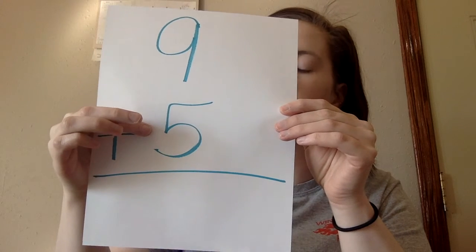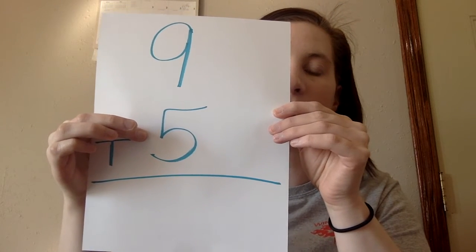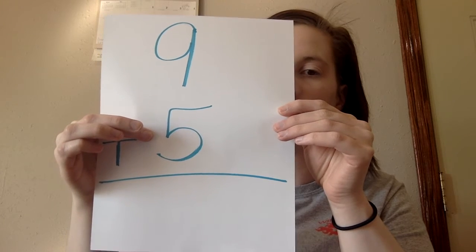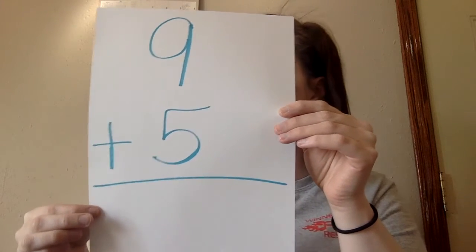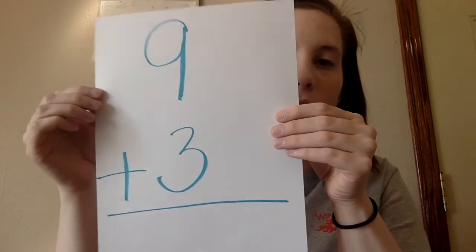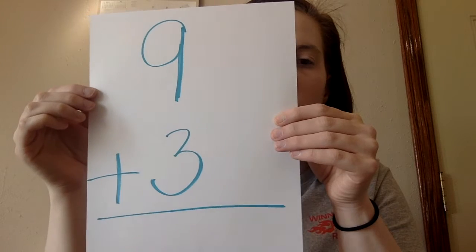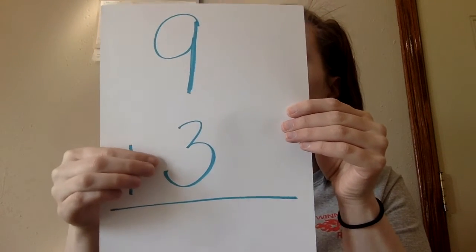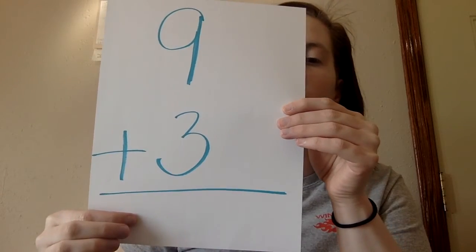So when I add my 10 to my 5, 10 plus 5 equals 15, and I'm going to take away 1 from 15. 15 minus 1 is 14. Okay, 9 plus 3 equals 12.